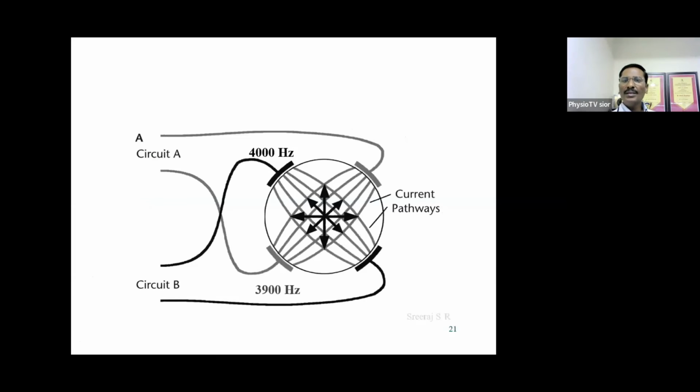Now, for the superimposition, the best placement is diagonal. That means channel 1 and channel 2, or circuit 1 and circuit 2, circuit A and circuit B, are placed diagonally so that the center point becomes the place where the interference occurs maximally. And the effect also appears to be in the middle.